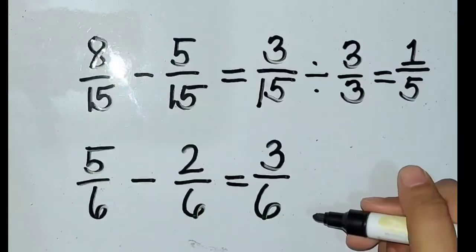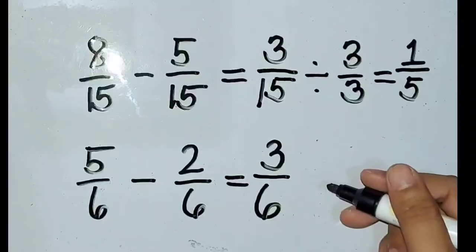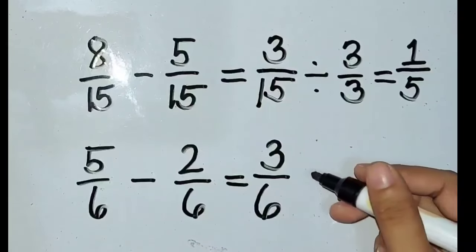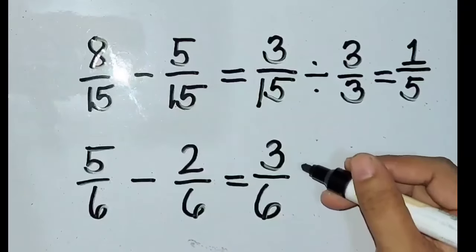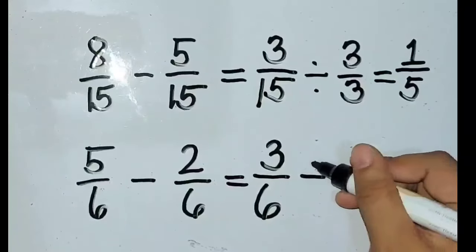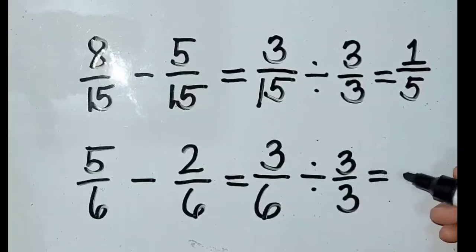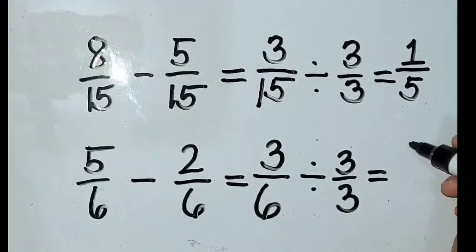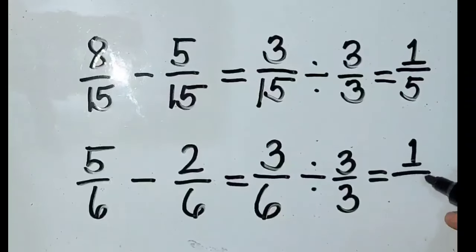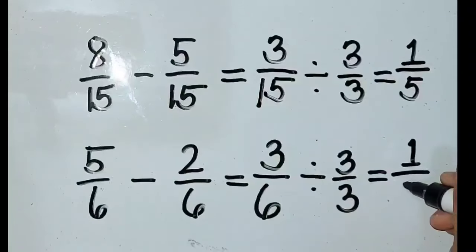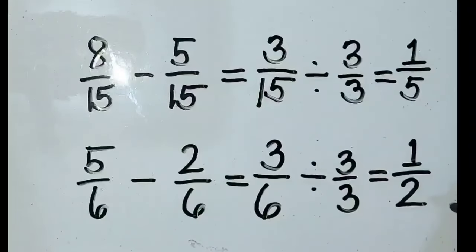3 and 6 have a greatest common factor, and this is 3. So let's divide 3 over 6 by 3 over 3. 3 divided by 3 is equal to 1 and 6 divided by 3 is equal to 2. Our final answer is 1 over 2, or 1/2.